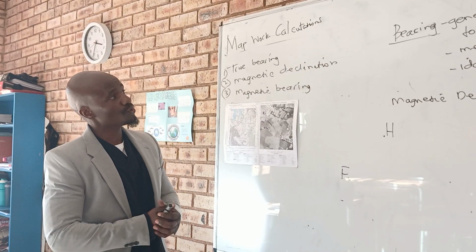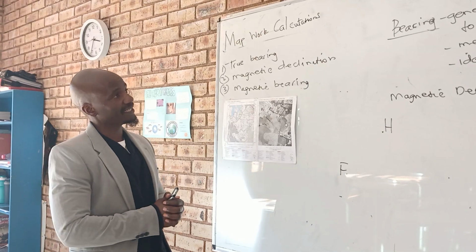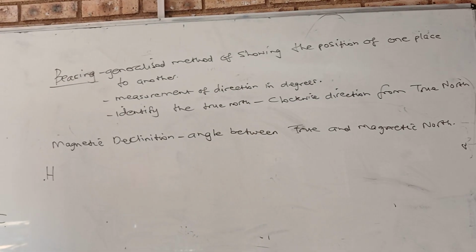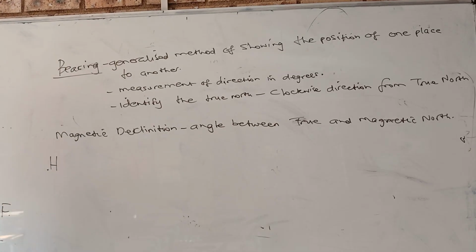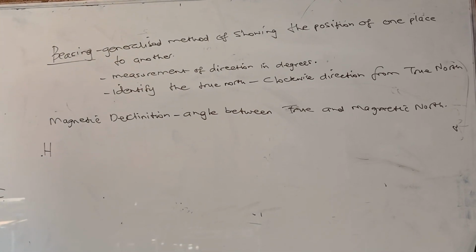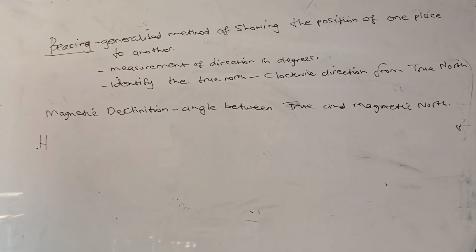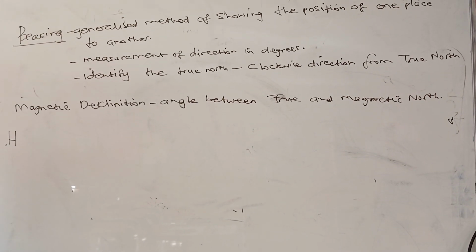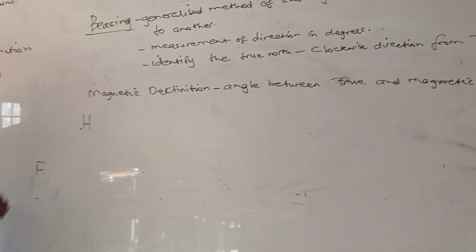So the first thing that you need to know is what bearing is. It's just a generalized method of showing the position of one place to another. It's also the measurement of direction, measured in degrees. When measuring it, you identify the true north and you measure in a clockwise direction from the true north. I'm going to use this as an example.